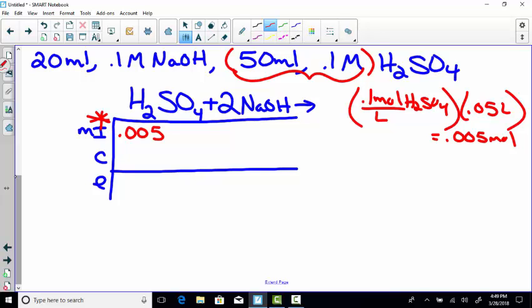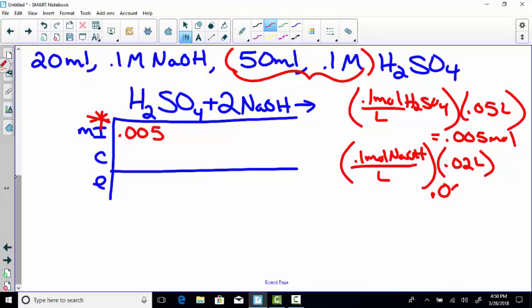What is going to change each time is my moles of NaOH. So I have 0.1 mole of NaOH per liter, and I'm going to start with 0.02 liters of that. That means I'm starting with 0.002 moles. So my initial amount of NaOH is 0.002 moles.